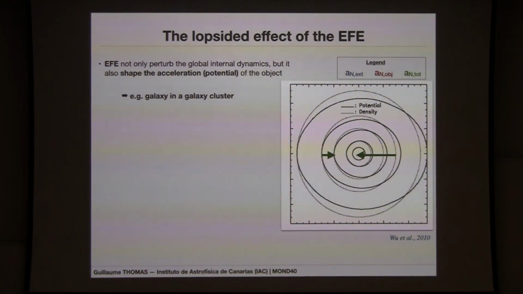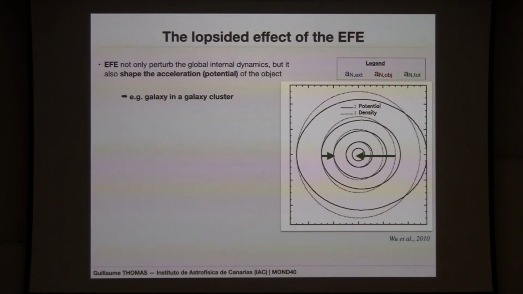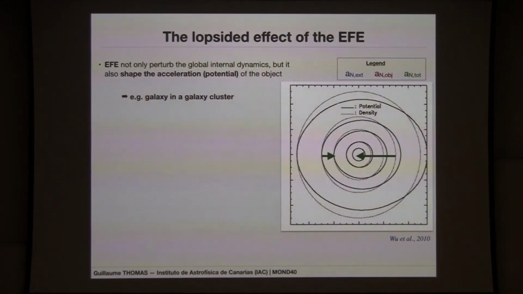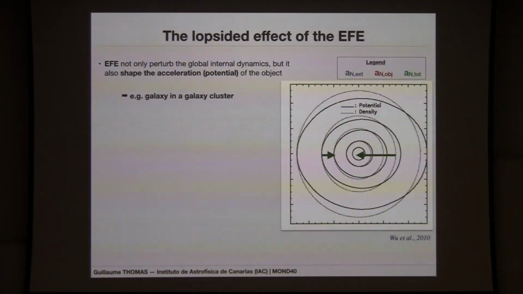And what you can clearly see is that at the end you have something with an egg shape, with the top of the egg always pointing towards the source of the external accelerations. And that's something which is not predicted in Newtonian dynamics because it's a consequence of the breaking of the strong equivalence principle.